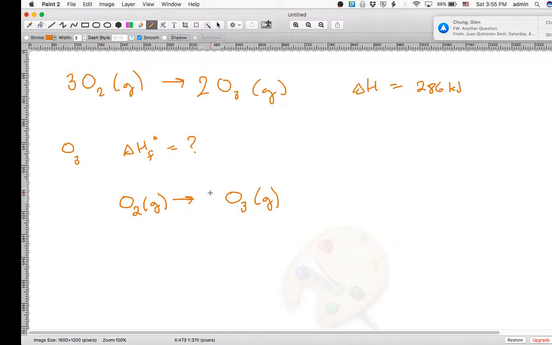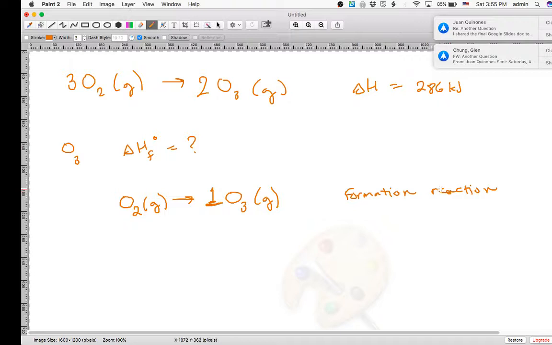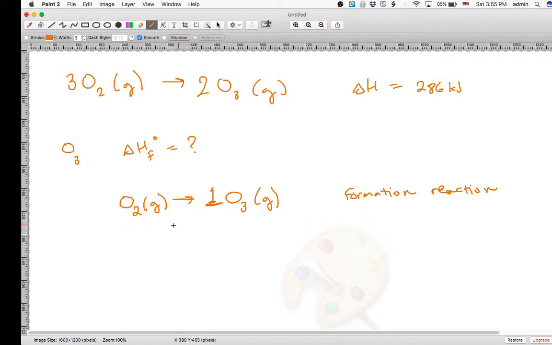But see, I'm not allowed to put anything over here. It has to be 1, and that's all it could be. Why? Because we're talking about a special thing in chemistry here, the enthalpy of formation. So this is known as the formation reaction. There are also a couple of questions like this on the quiz. I think there are 2 like this, or there might be just 1. Okay, so this is the formation reaction.